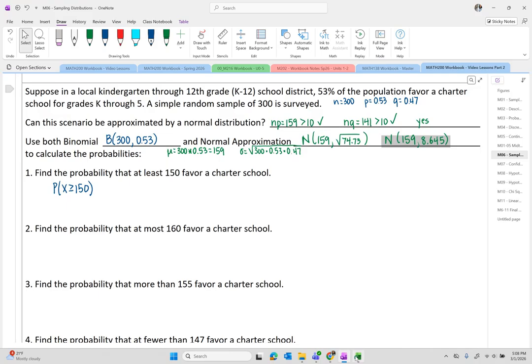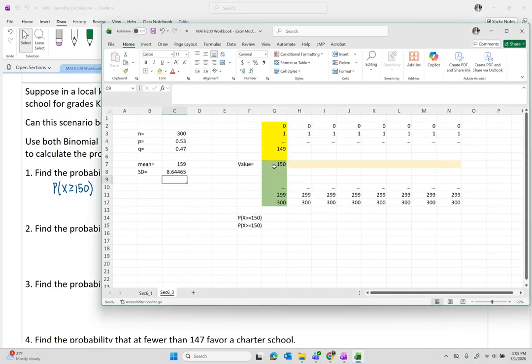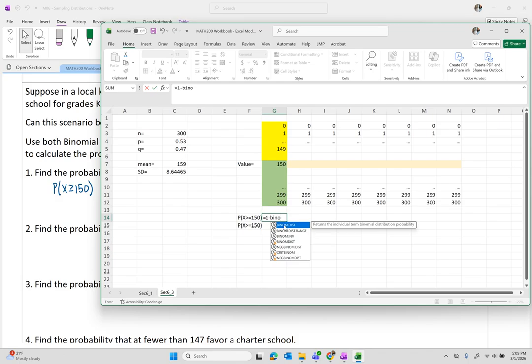I'm in good shape. Let's try to use binomial CDF from 0 to 149 to find the answer for the probability x greater than or equal to 150. So this is going to be 1 minus binomial distribution. What is the number of successes? I want it to be the 149, not the 150. I want the 150 to be part of my answer, not the part of the CDF that gets excluded, comma. What do you want your trials to be? I want it to be 300.